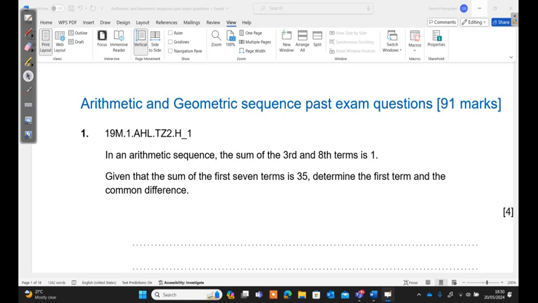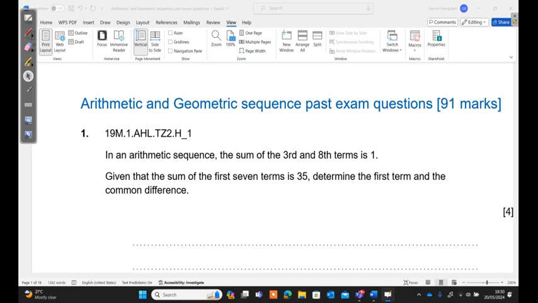May 19, AHL DZ2. So that was in an HL paper, but this kind of question is actually relevant to the SL syllabus as well. So let's look at the question. It tells you that in an arithmetic sequence, so we already know it's arithmetic, we don't need to guess here, the sum of the third and eighth term is 1.